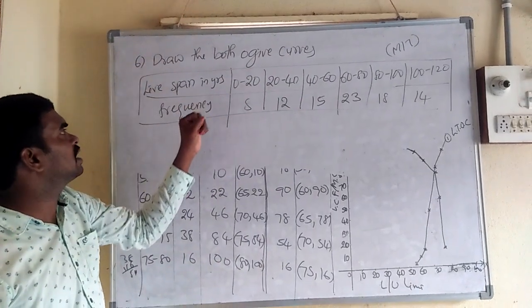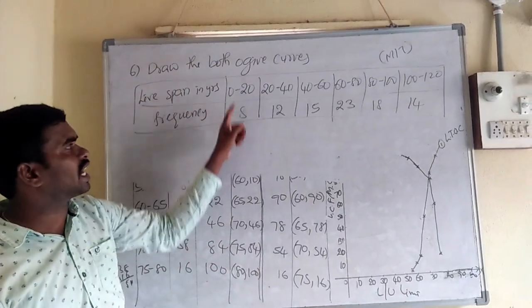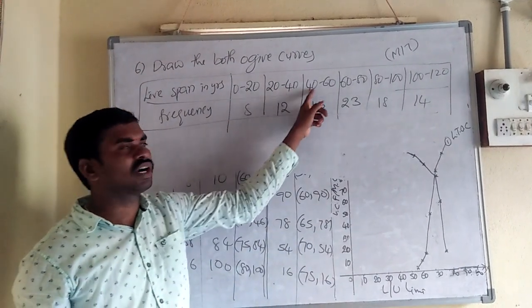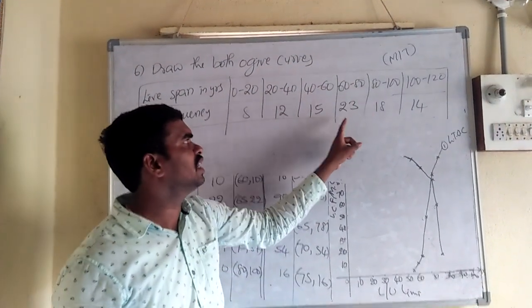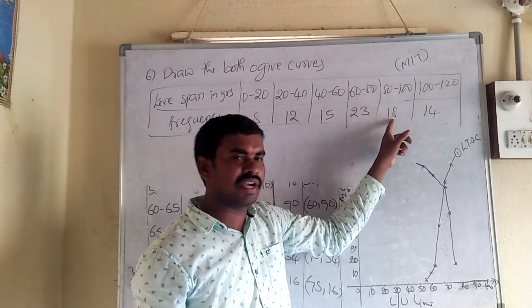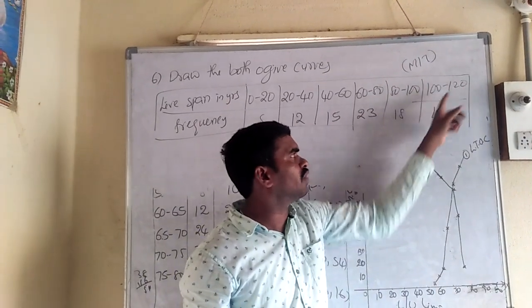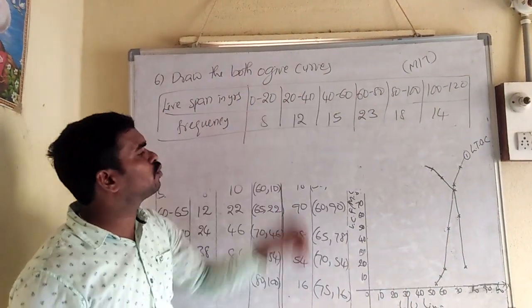Life span in years, frequency: 0 to 20, 8; 20 to 40, 12; 40 to 60, 15; 60 to 80, 23; 80 to 100, 18; 100 to 120, 14. Okay? Draw both ogive curves.